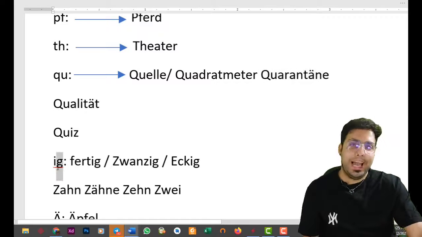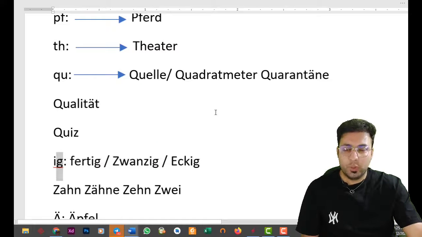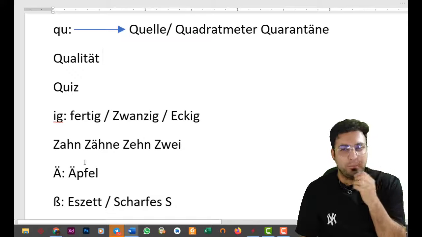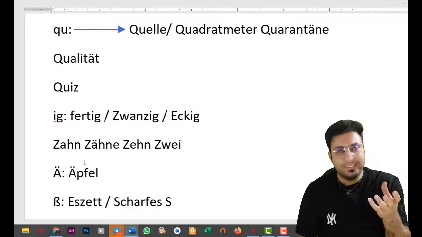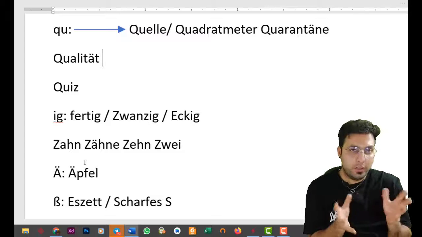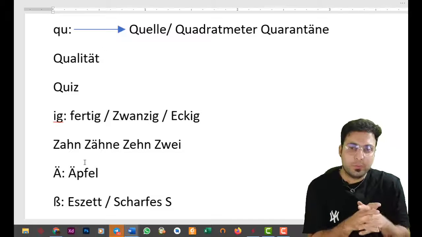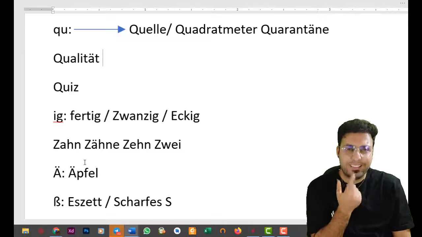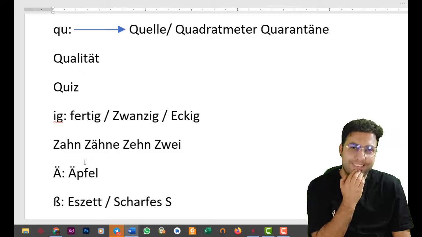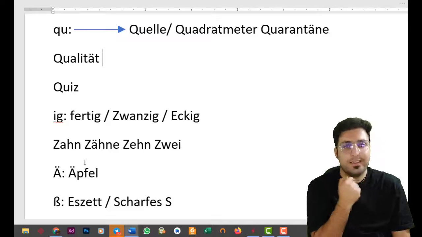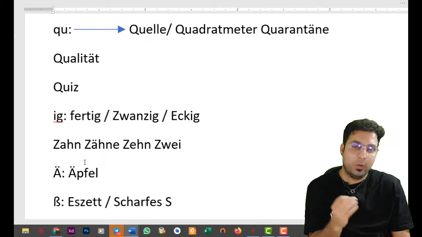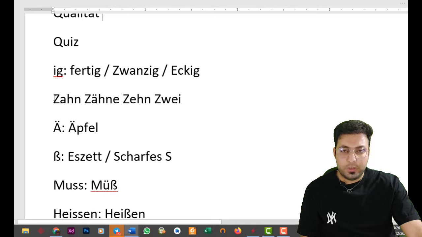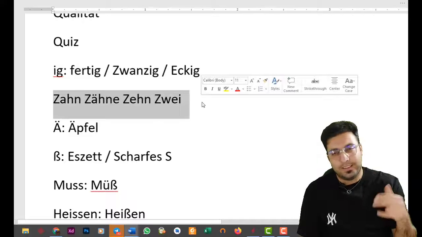When we have IG at the end of the word, you can pronounce it ich or ik. Fertig is also correct. Or zwanzig. Z, I told you, we need this. Or eckig, both of them are correct. And these are some words for exercising the Z.